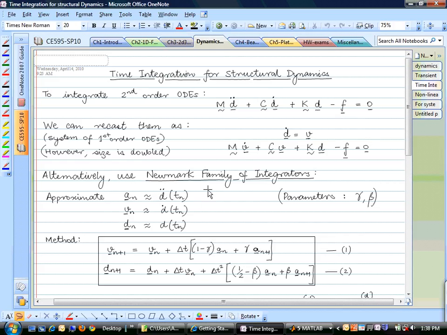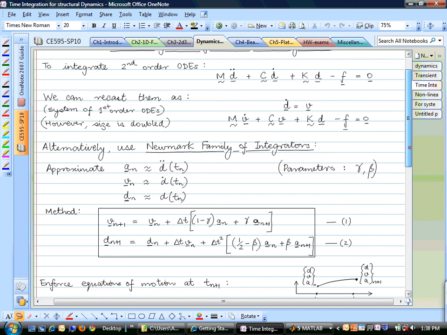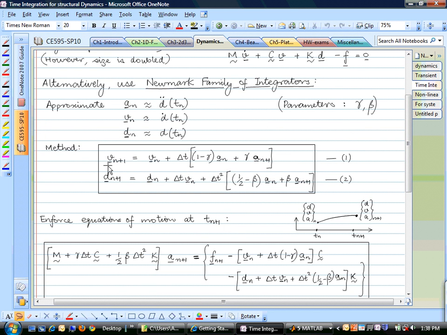There is an alternative called the Newmark family of integrators, where we are again just approximating the derivatives, which are velocity and acceleration. So we are approximating the velocity at the next time step with this expression, which depends on gamma. We are approximating the displacement at the next time step with this expression, which you might be familiar with from dynamics. This is old displacement plus delta t times velocity plus half a delta t square.